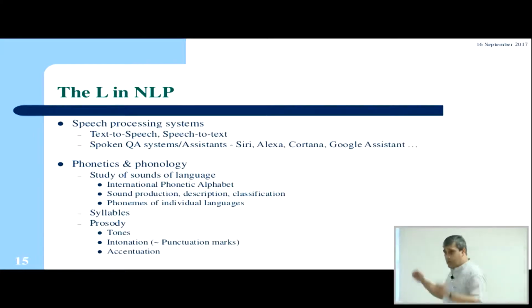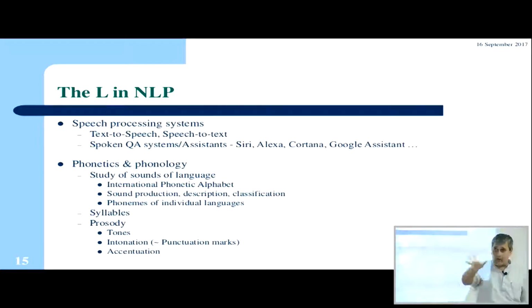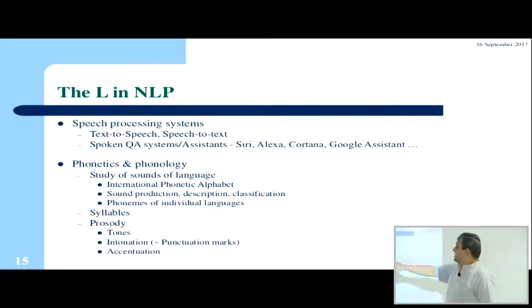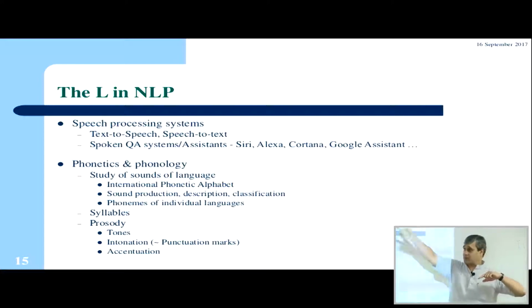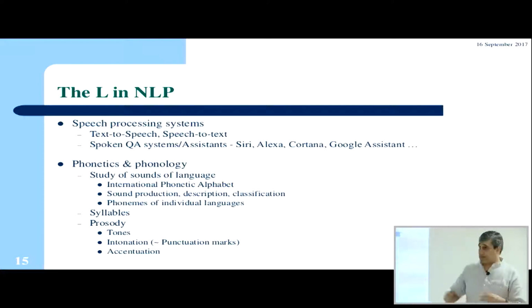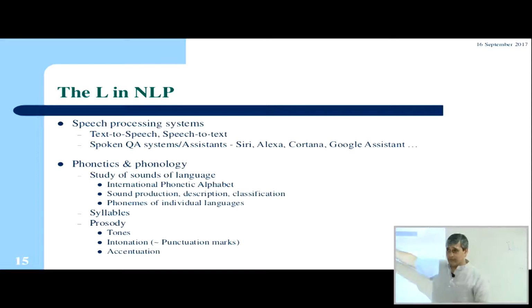So now we dive inside. The L in NLP, where all does it matter? So we go back to the systems that we saw earlier, the NLP systems: spell checks, grammar checks, translators, etc. We'll take them one by one. So speech processing systems, you have text to speech, speech to text. In Adobe Reader, you can read the page, right? So that's what? That's text to speech. It takes your text, it reads it back to you, right? You have speech to text.